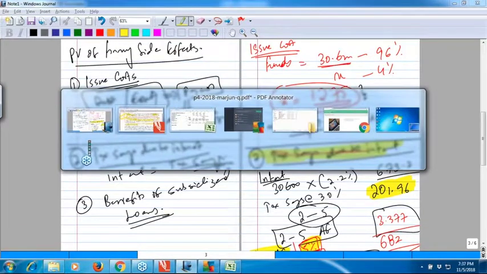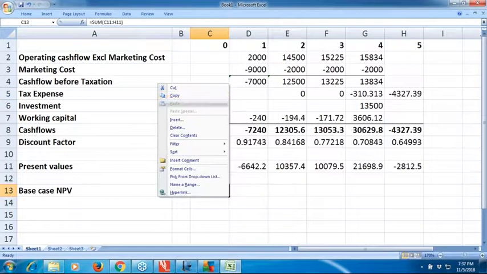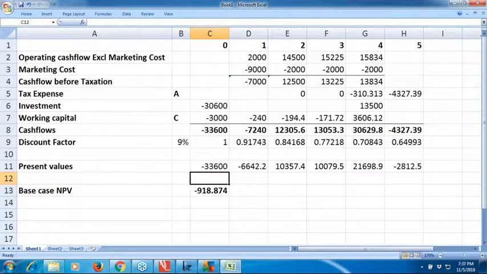And we performed the calculation in order to make things easier for us. We performed the calculation of the NPV on Microsoft Excel. So this NPV turned out to be negative 918.874911.